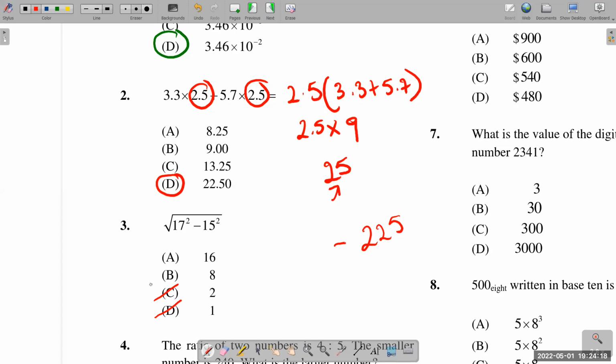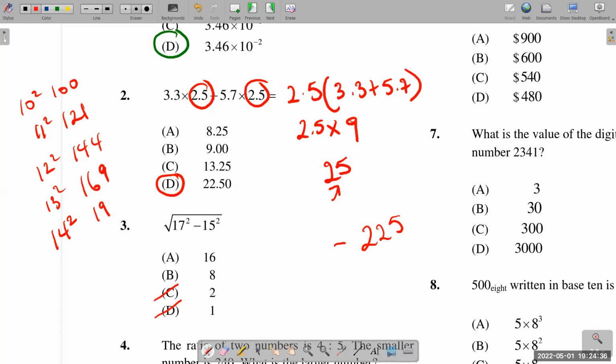Let's memorize it now. What we know from 10: 10 square is 100. 11 square is 121. 12 square is 144. 13 square is 169. 14 square is 196. Somebody check that for me. 15 square is 225. So these are the ones that I don't remember: 16 and 17 square.